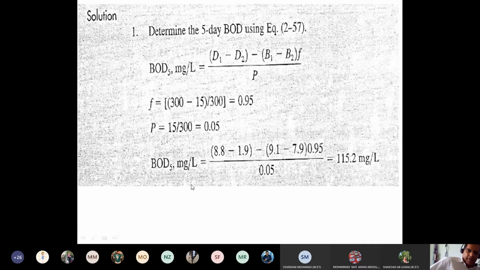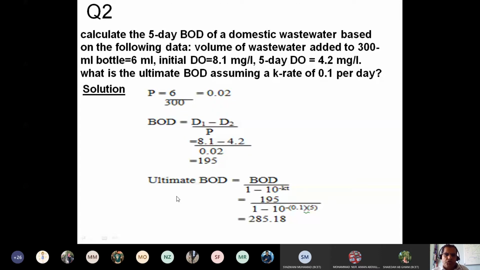This is a very easy and straightforward example, but sometimes we have to draw. I will show you more examples to see. Question 2 says calculate the 5-day BOD of domestic wastewater based on the following data. Volume of wastewater added to a 300 mL bottle is 6 mL. So you have 6 mL. If you want to calculate P, it is this 6 mL divided by the total 300. Okay.